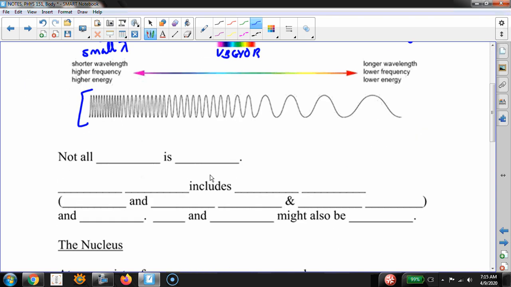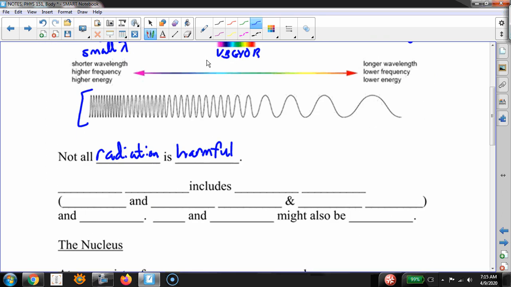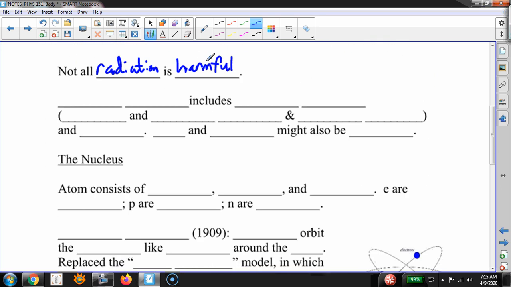Okay, not all radiation is harmful. Visible light is not harmful to the human body. Radio waves are not harmful. They're such low energy they don't affect the human body. But of course, some radiation is harmful. These higher energy gamma rays and X-rays and ultraviolet, they can damage the body.